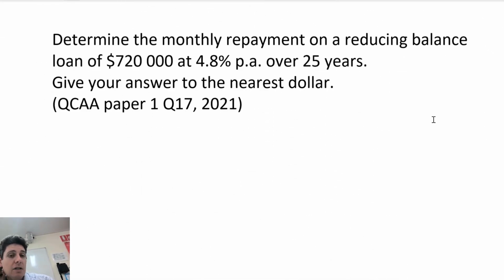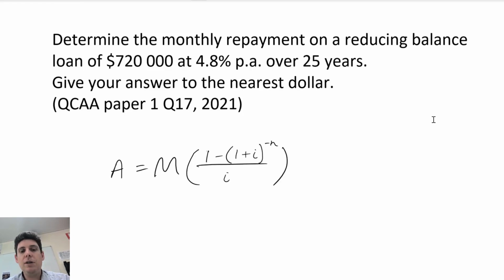So you've got a house loan, say for $720,000 at that interest rate over 25 years. What's the monthly repayment on your house? And this is taken from a QCAA paper. So you would use that equation I just showed you, substitute everything in, and rearrange for M, the payment.